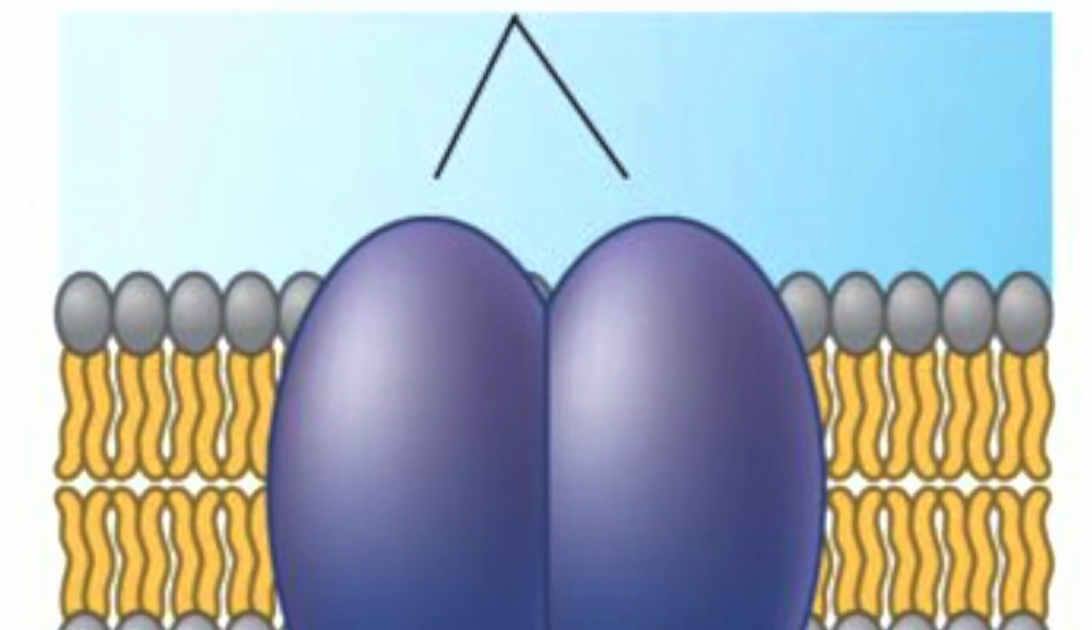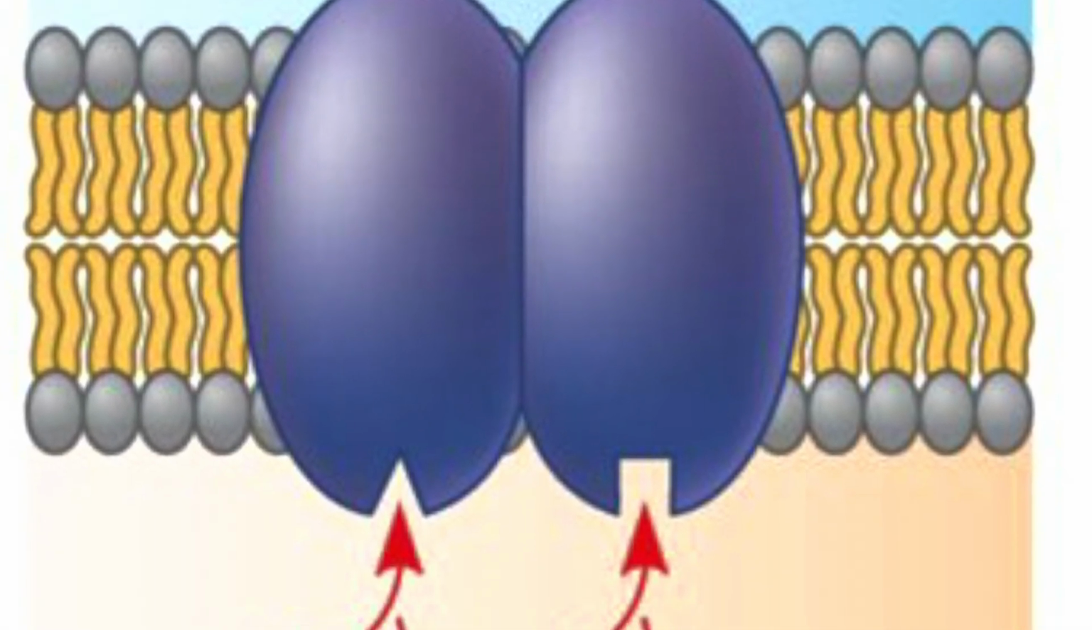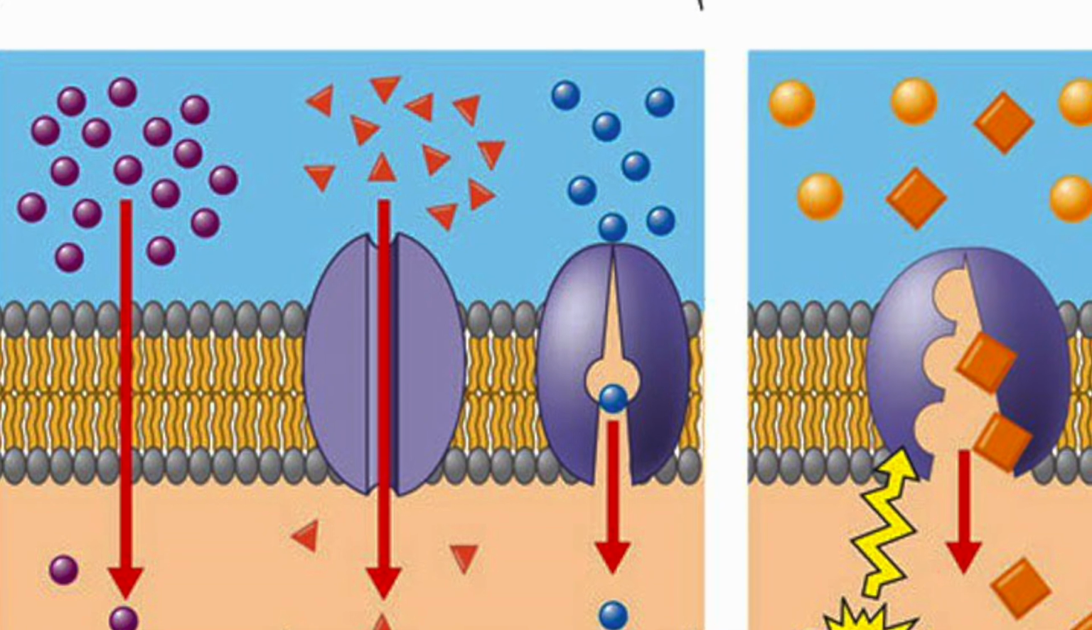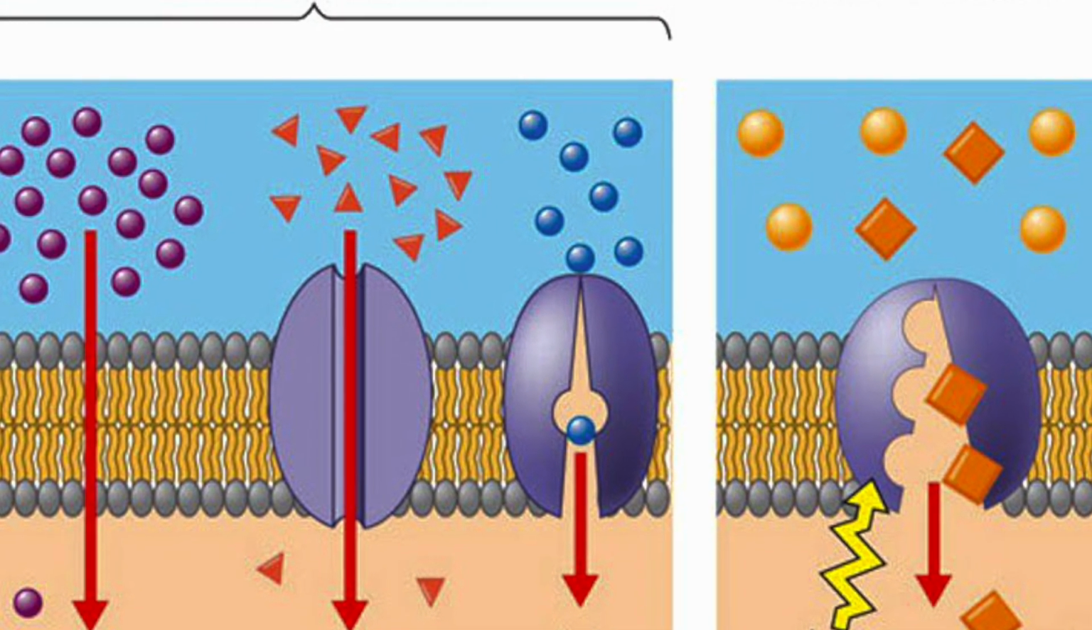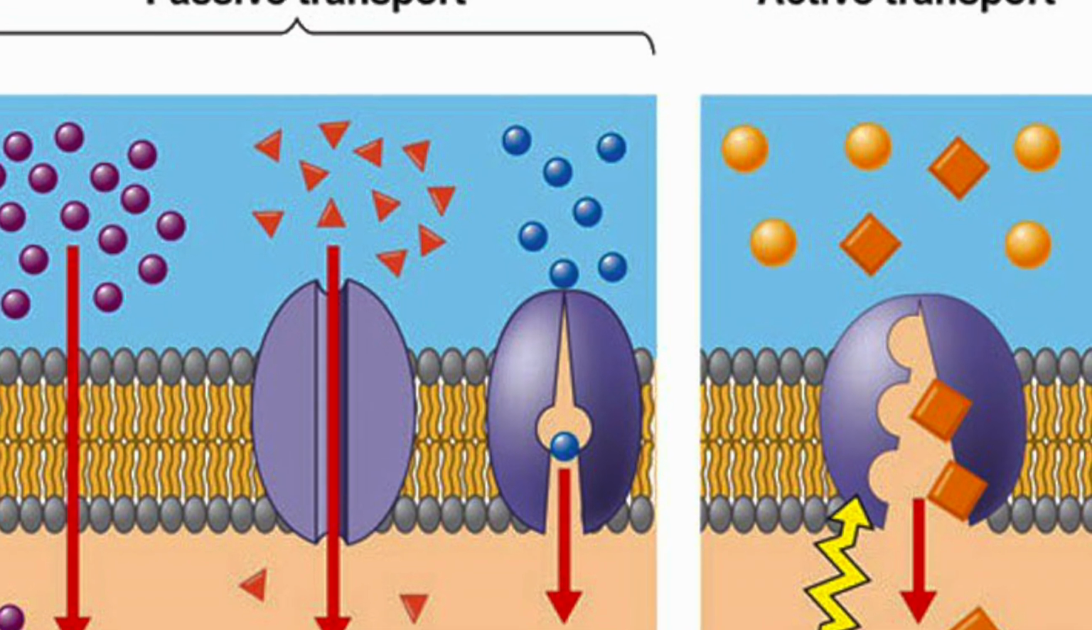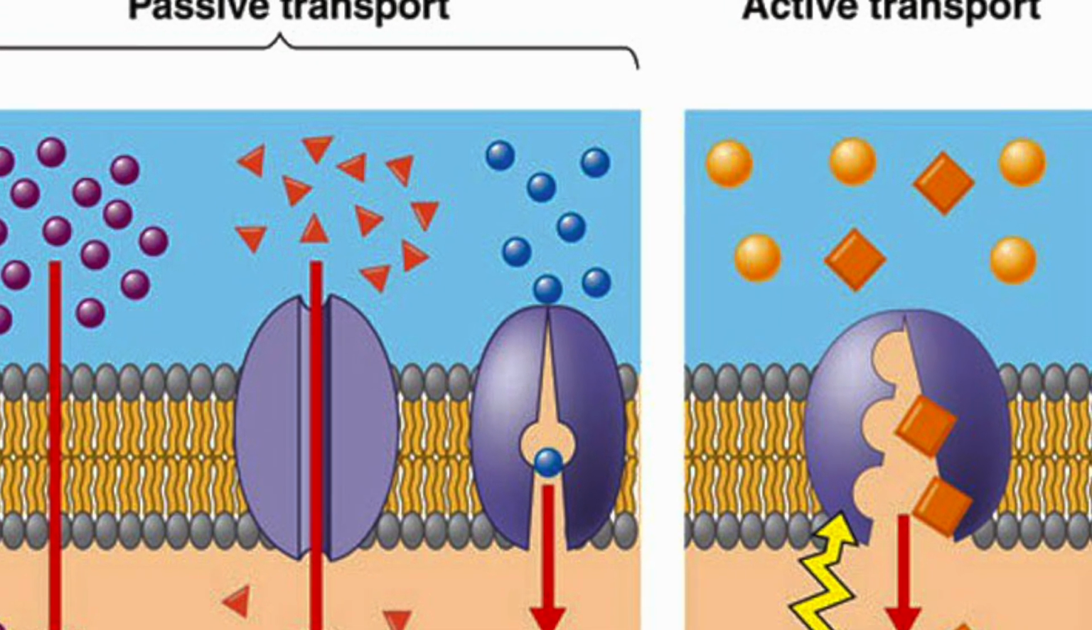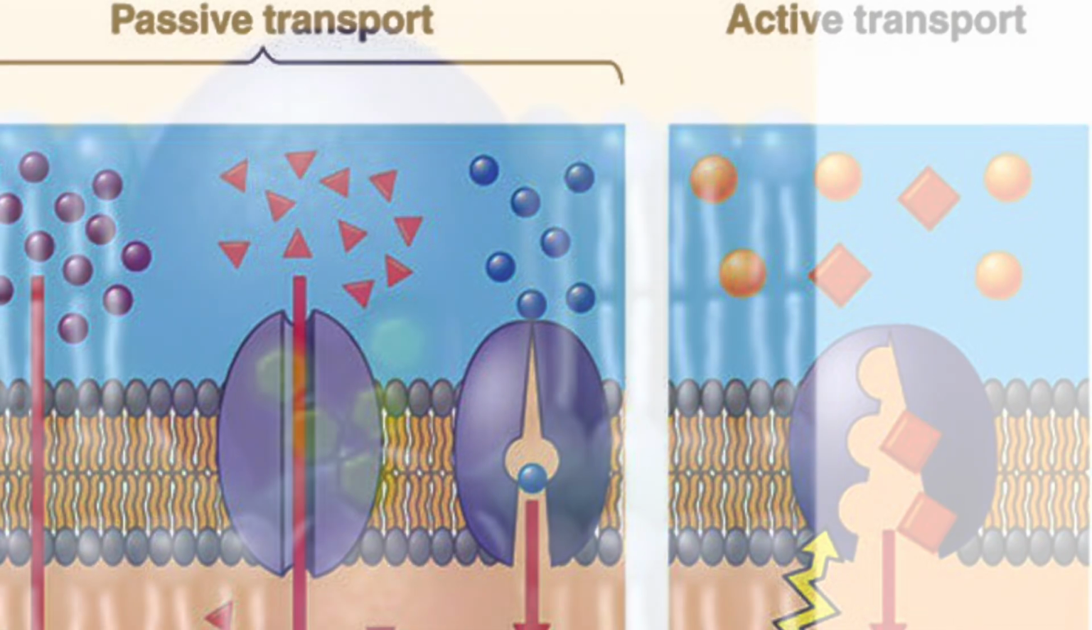Enzymes are proteins that help speed up chemical reactions in our bodies. Transport is the movement of substances across the cell membrane. Passive transport happens without the input of cellular energy. Active transport requires the cell to expend energy.